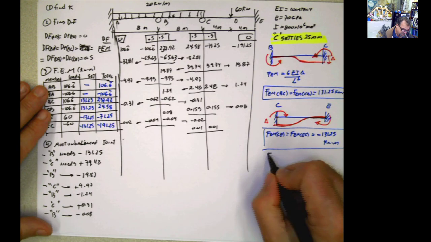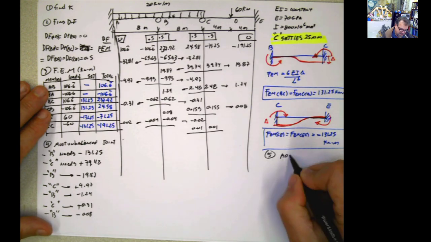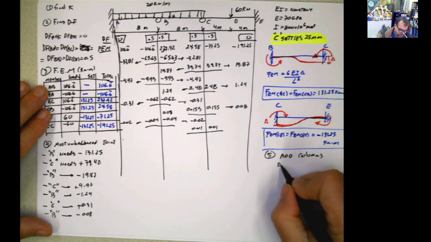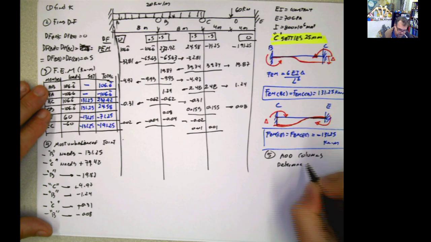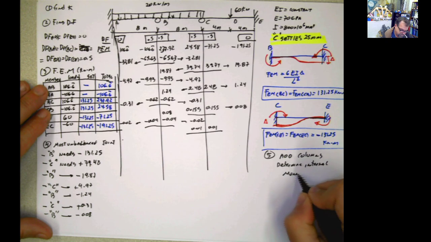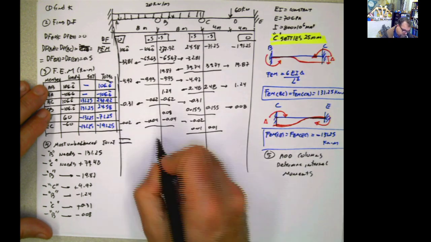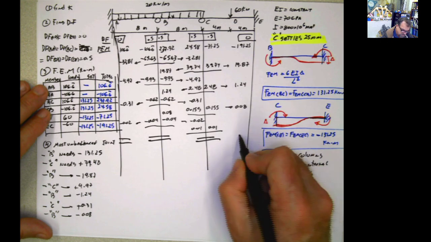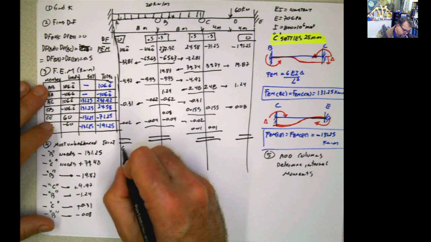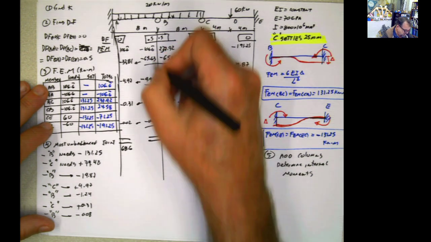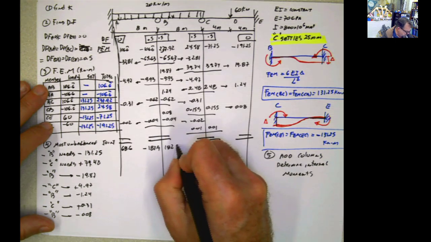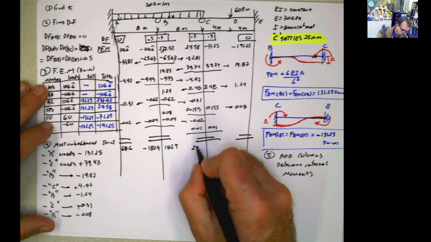So the fifth step is what? Add columns. In other words, determine internal moments. How? Well, summation, summation, summation. So when we add all of these here, we're going to get 68.6. When we add this, negative 182.9, 182.9. This is going to be 28.9.